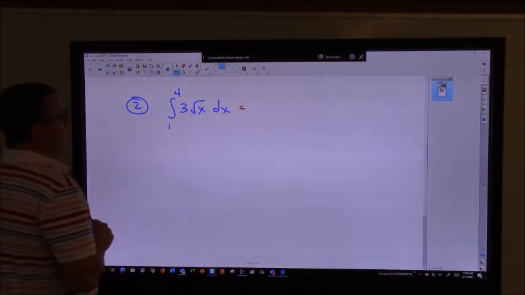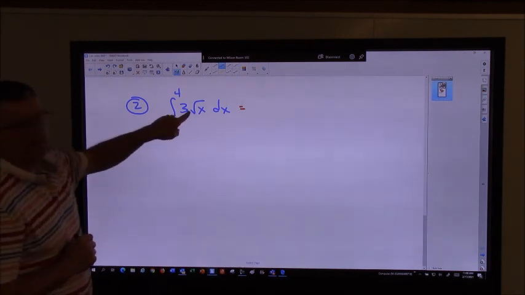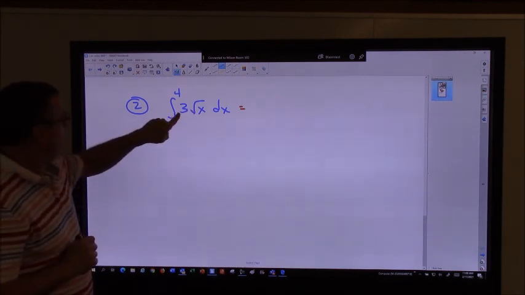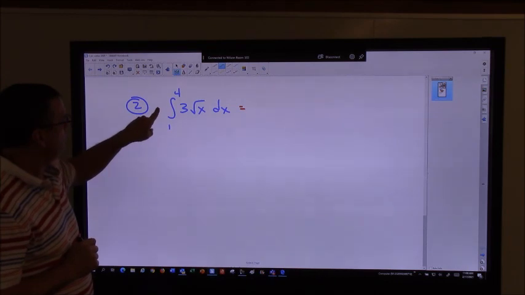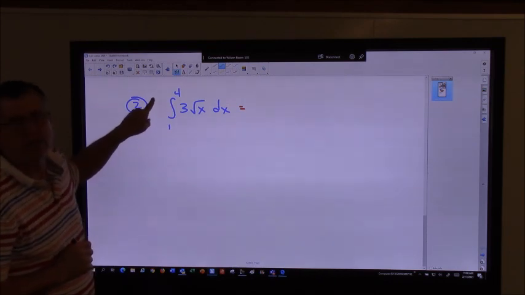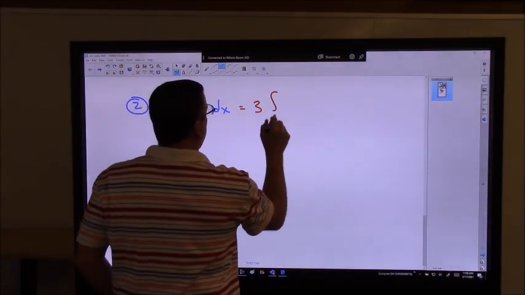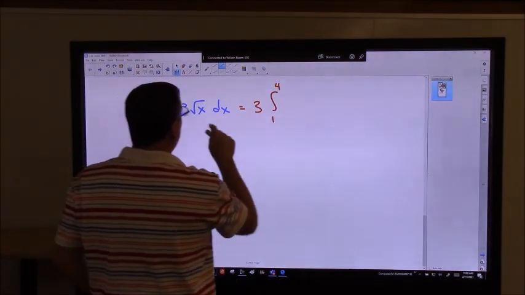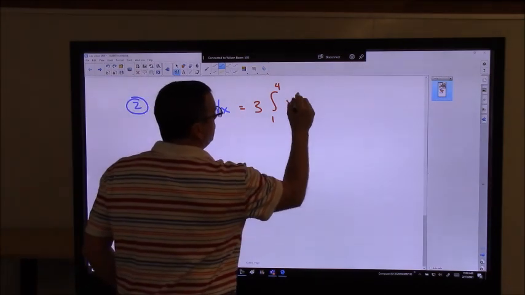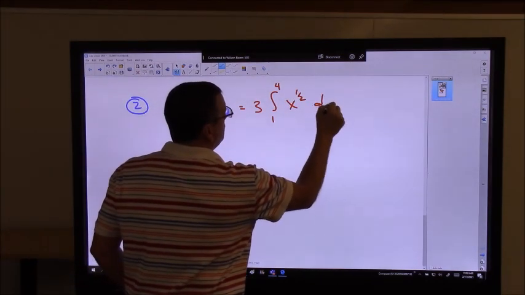All right, so the first thing I want to do is rewrite this. We had a rule that says you can move a constant to the outside if you want. You don't have to, but if you want to, you could. So 3 times the integral from 1 to 4, and I'm going to write that as x to the 1/2 dx.